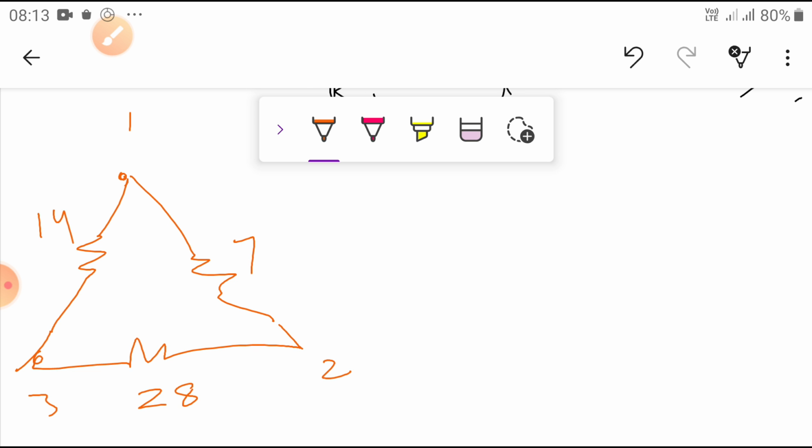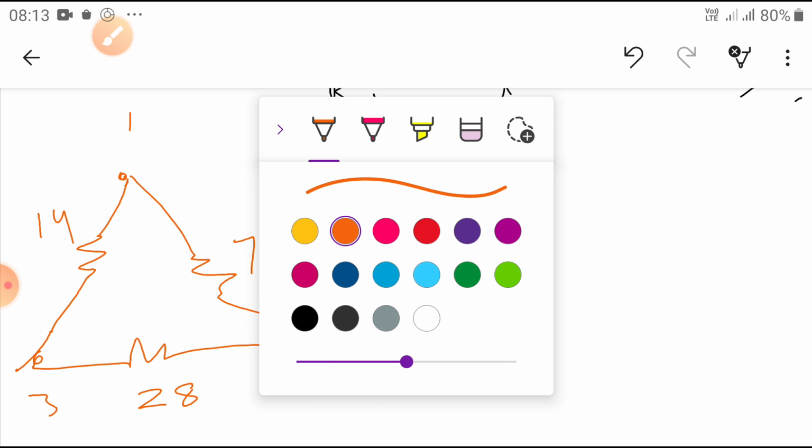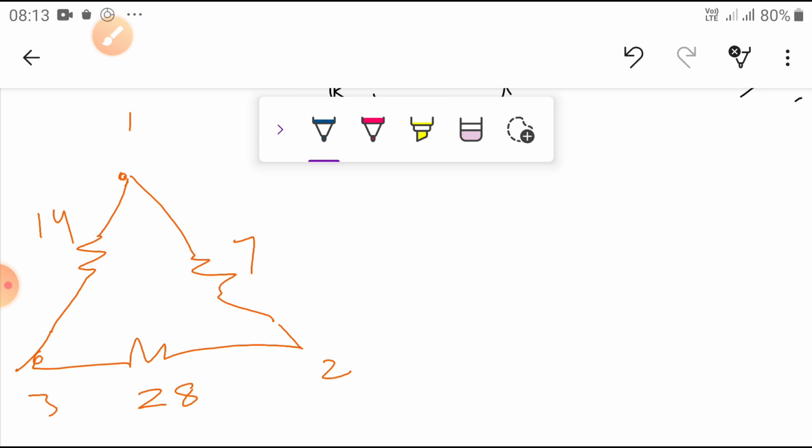Okay. Now I want to convert these delta values into equivalent star values. So I want the star values as required. What is R1? What is R2? What is R3? I want to know. So what values are you going to get?